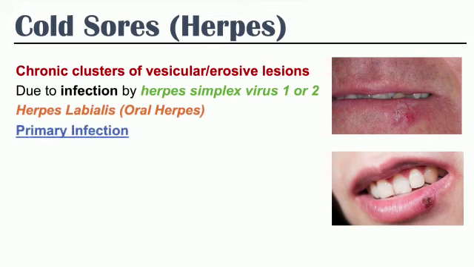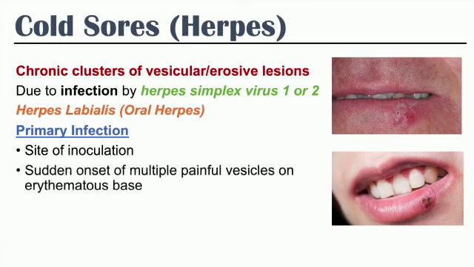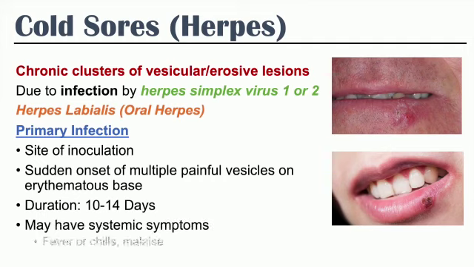Now, the primary infection involving herpes simplex virus 1 or 2, there is a site of inoculation. So if someone comes into contact with someone else that is shedding the virus and there may be a break in the skin, that is the site of inoculation. There can be a sudden onset of multiple painful vesicles on an erythematous base. So you can get this very sudden, very nasty, painful area on the lip or wherever this site of inoculation is, and it can be very red and very sore. And the primary infection generally lasts for about 10 to 14 days. And it may have systemic symptoms. This can include fever or chills, malaise. You just may feel very under the weather with this.